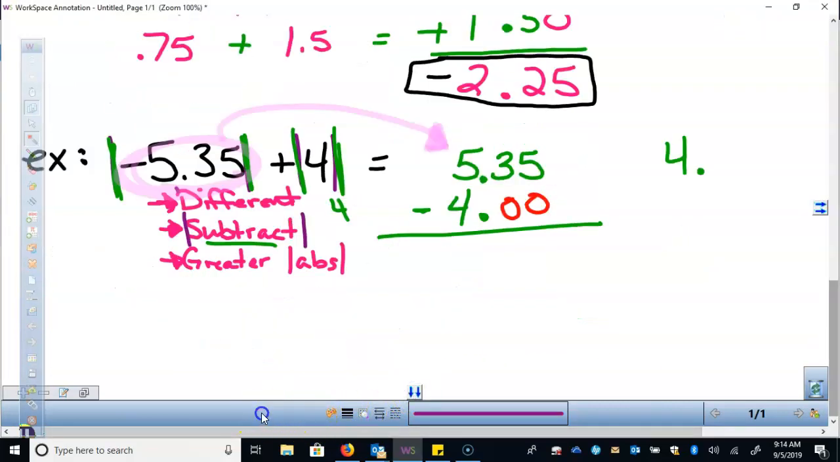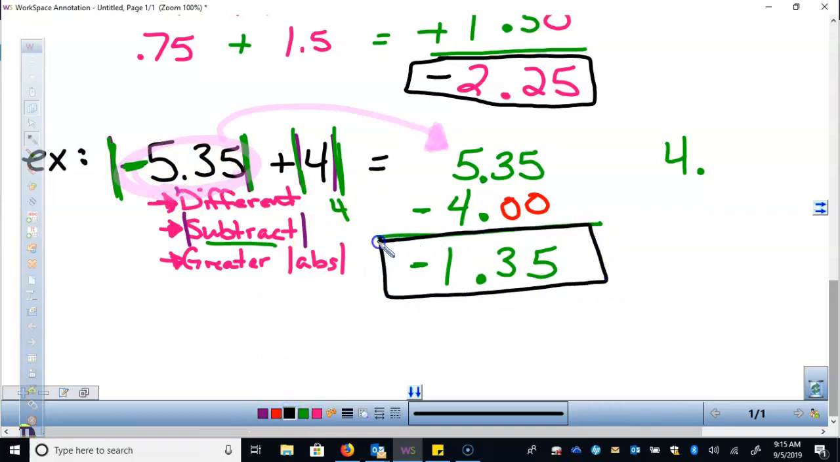Right? Now we just subtract like we would normally in a normal decimal problem. 5 minus 0, 3 minus 0, 5 minus 4. Okay? Now which one had that greater absolute value? That -5 and 35 hundredths. So our answer is negative. The greater absolute value wins the sign. Our final answer, -1 and 35 hundredths.